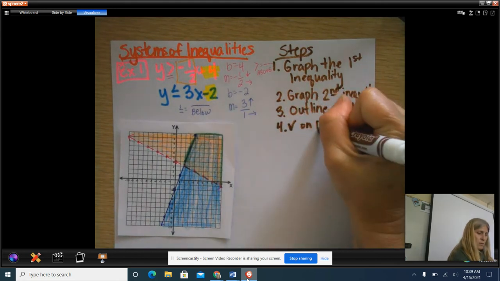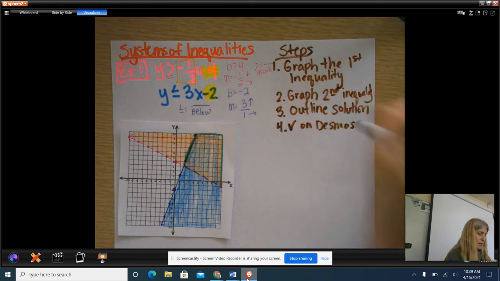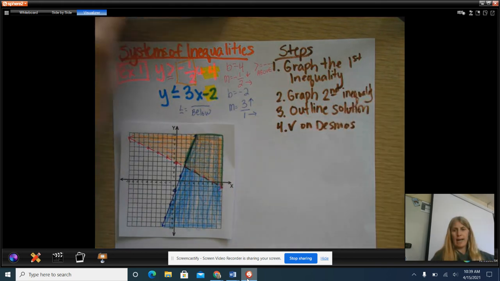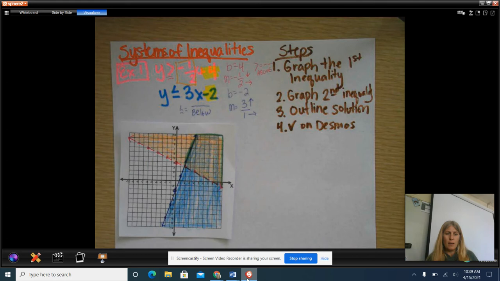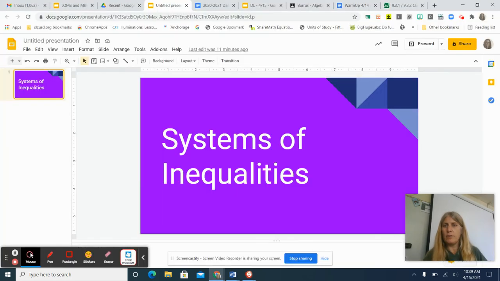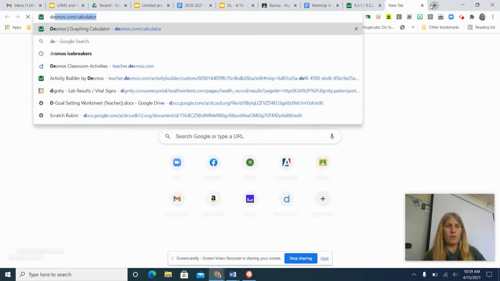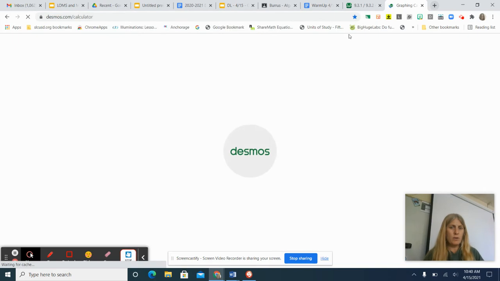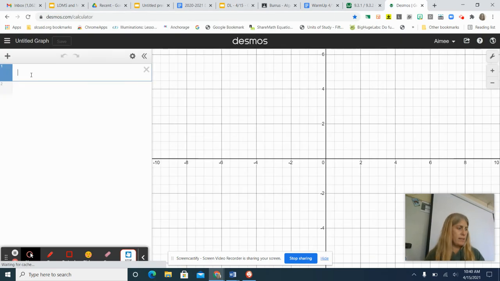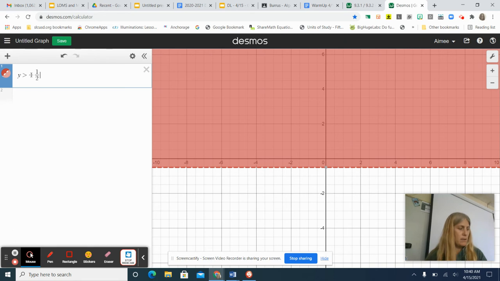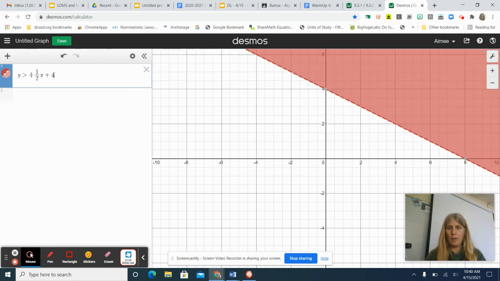Now, your final step number 4, and I recommend that you do this, is to check on Desmos. A lot of times in our Desmos activity, I have that ready for you to check, but we're going to make sure that we have the correct one shaded. So you're just going to go onto your Desmos calculator and type in those inequalities. Y is greater than -1/2 x plus 4. Okay, this is our first line.